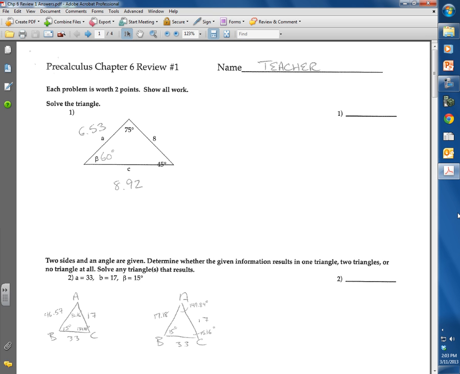Alright, let's go over the Chapter 6 review number 1. This is covering sections 6.1 and 6.2. And you can see the answers are already filled in there, but we'll go back over and figure out how we got to those answers.